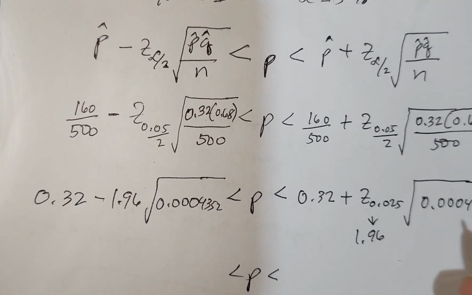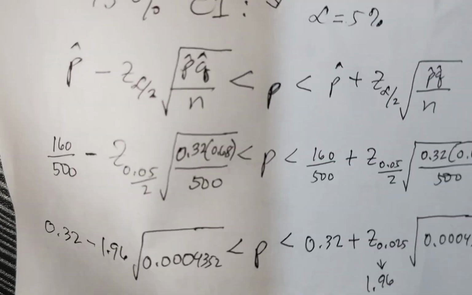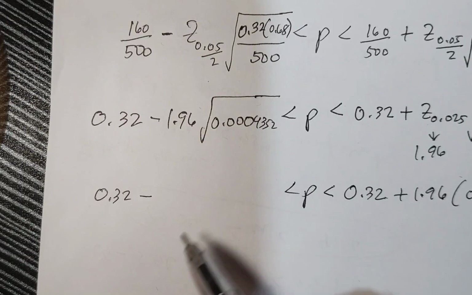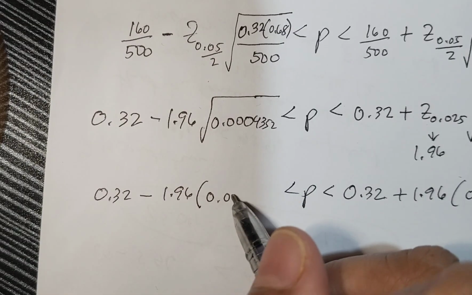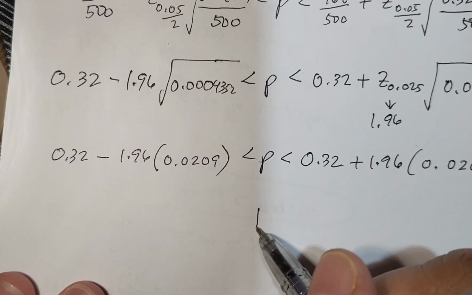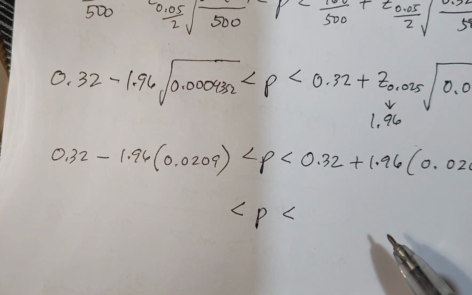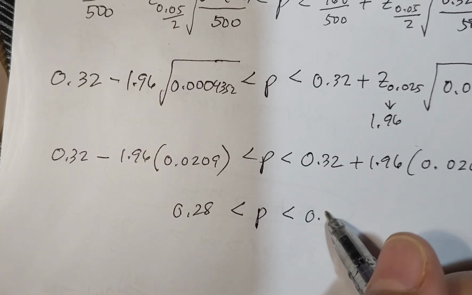So what is then our estimate? We have 0.32 plus 1.96 times 0.0209. On the left side it's similar, except with a minus sign on the second term: 1.96 times 0.0209. You will arrive at an estimate of the actual proportion. The estimate is 0.28 to 0.36.